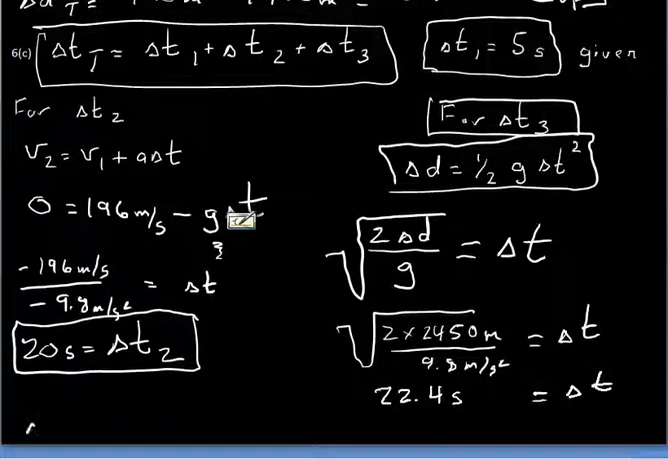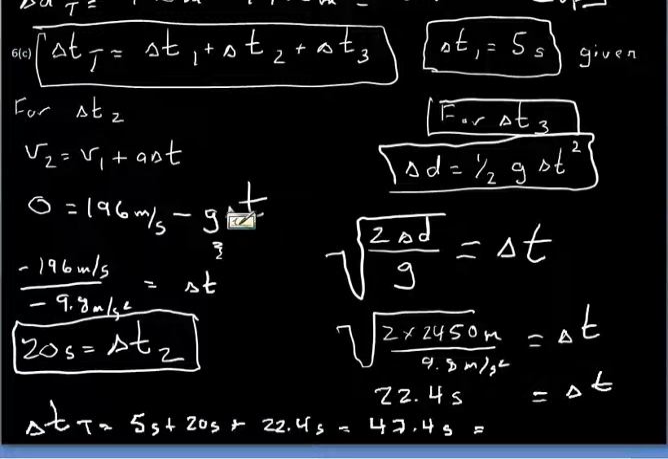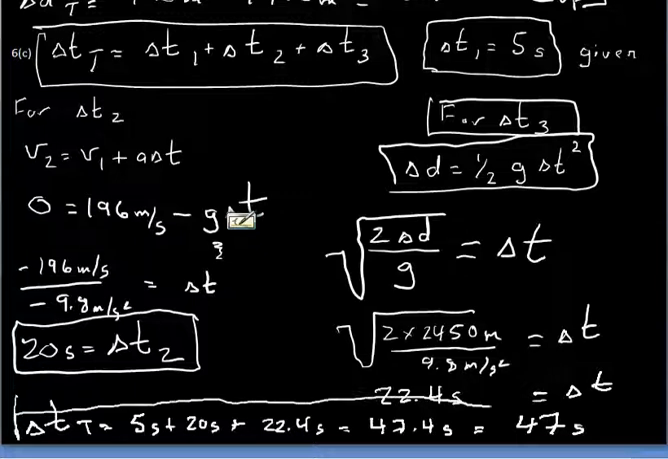So adding it all together, and this is what you have to do. Total time is going to be 5 seconds plus 20 seconds plus 22.4 seconds, which is going to equal 47.4 seconds. And to 2 significant digits, 47 seconds. And that would be your answer. It was squished on the bottom, but there it is. Okay, there's your bottom answer, 47 seconds. Okay, and that is how you do number 7.